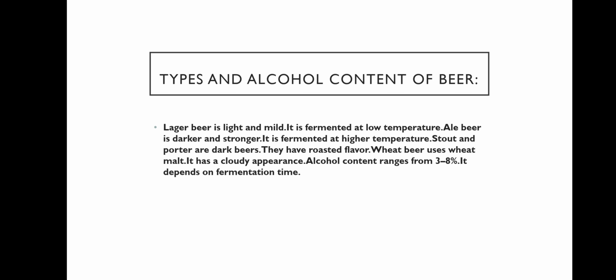Types and alcohol content of beer. Lager beer is light and mild. It is fermented at low temperature. Ale beer is darker and stronger. It is fermented at higher temperature. Stout and porter are dark beers. They have a roasted flavor. When beer uses wheat malt, it is called wheat beer. Alcohol content ranges from 3 to 8%. It depends on fermentation time.